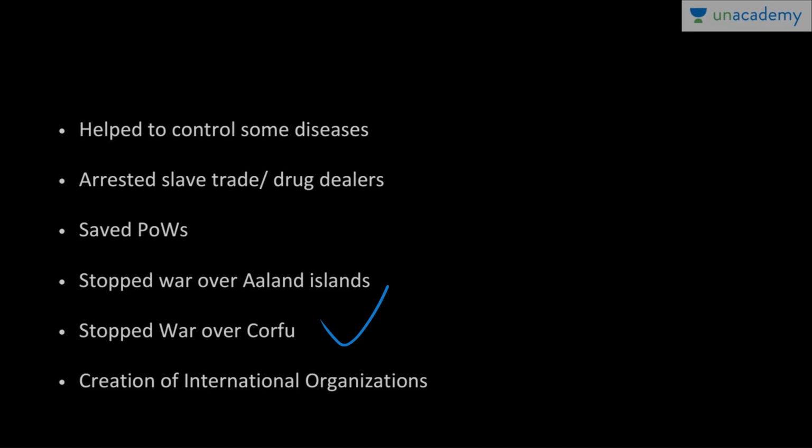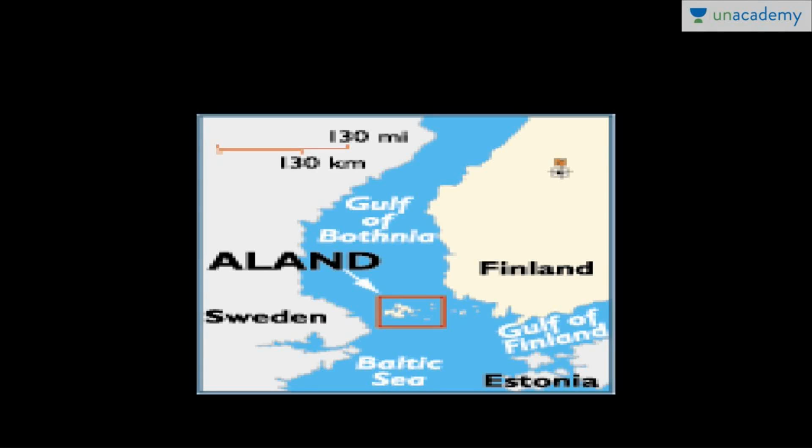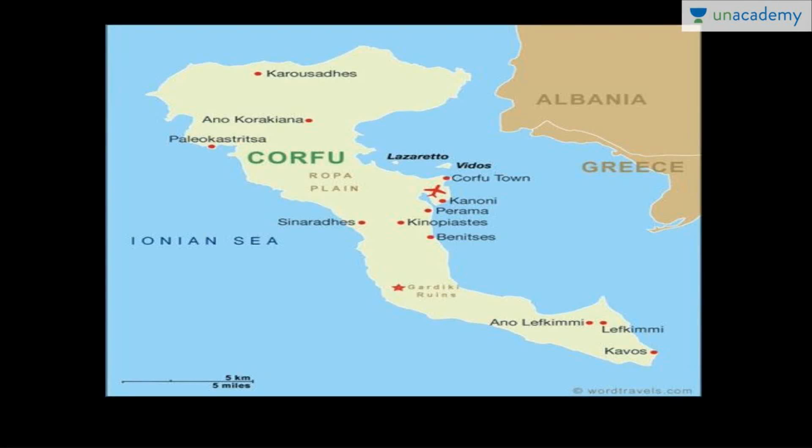So now let us see the map of the Aaland Islands. So this is the Gulf of Bothnia, and this is Finland and Sweden, and this is the Aaland Islands. So the issue was resolved. Then this is Corfu, and this is Greece and Italy, as you can see. So there were some issues over here as well.